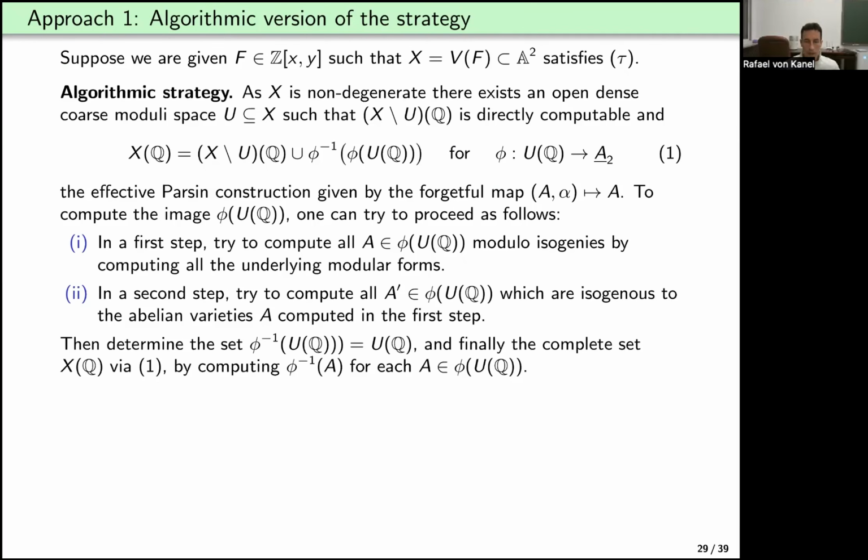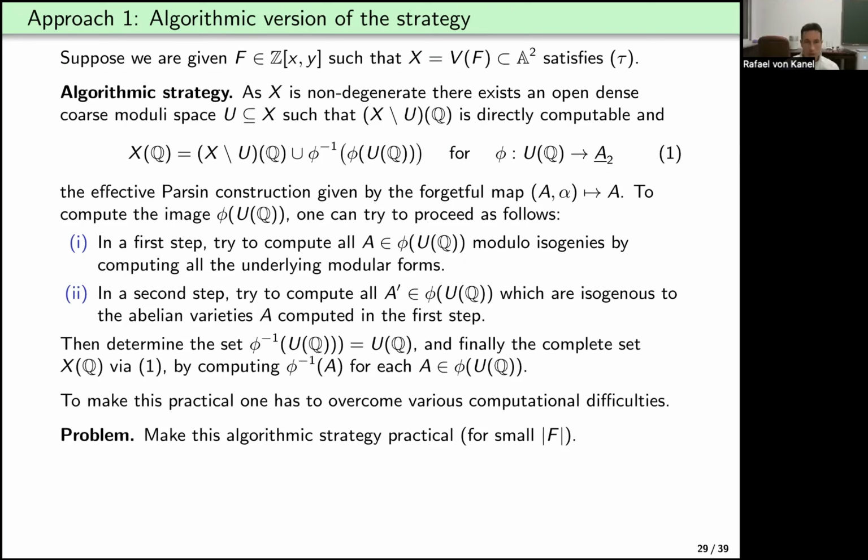The first is this algorithmic version of the strategy. Let me briefly mention the idea: instead of estimating or controlling the height in each step, one tries to compute the objects in each step. In practice, one has to overcome various computational difficulties. For example, to compute in this step the underlying automorphic forms or modular forms can become quite challenging, and many other steps become difficult in practice. This gives a new problem: make this algorithmic strategy practical, at least for some small f. This seems to be a difficult problem.